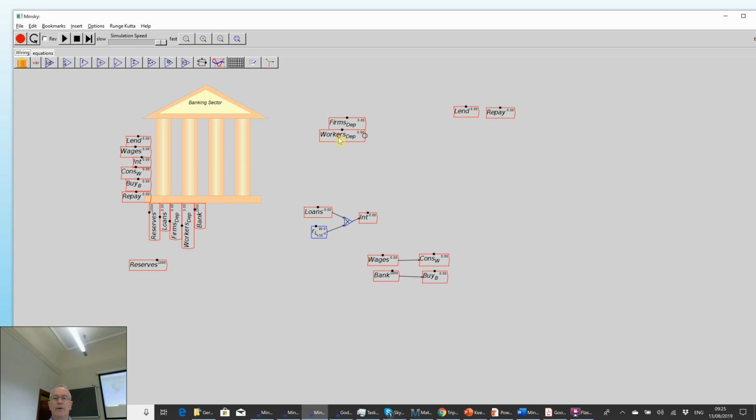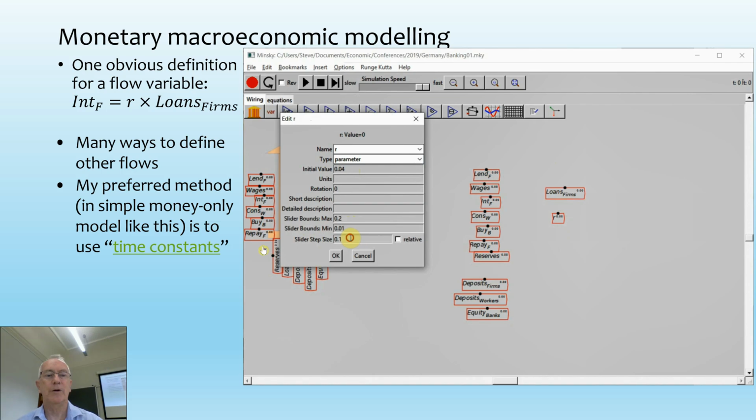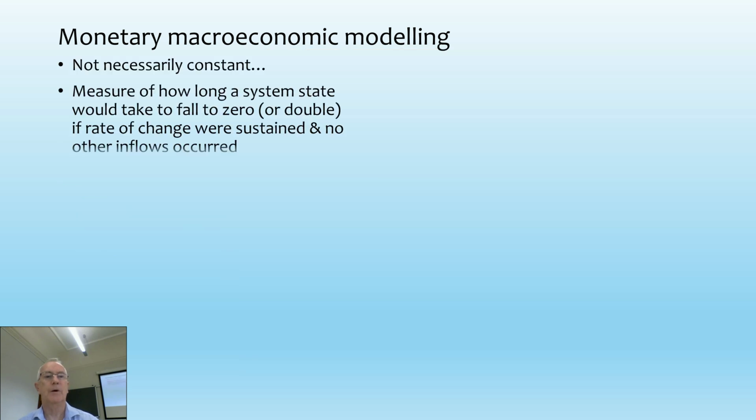I haven't got lending and repayment affected yet, but I'll do that in a moment. But let's just say that lending... That's what I've done, I've got to check what I did in the lecture here. Did I use time constants straight away?